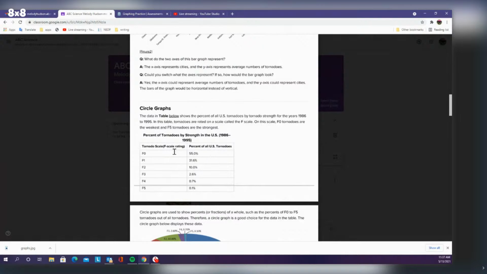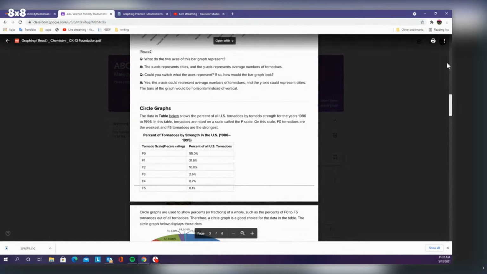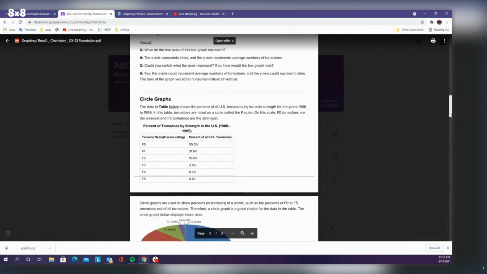55% of all tornadoes are in the F0 or the mildest category. 37%, I'm rounding, are in the F1 category, the second in degree of strength. 10% are in the F2, 2.6 or a little under 3% are at F3. Then we have category 4 tornadoes, 0.7%, less than 1%, and then even less with category F5 or the strongest tornadoes. So most tornadoes tend to be in that F0 range. A tornado's a tornado, however.